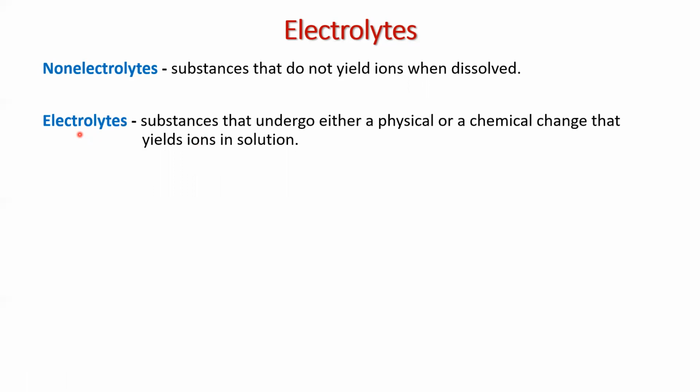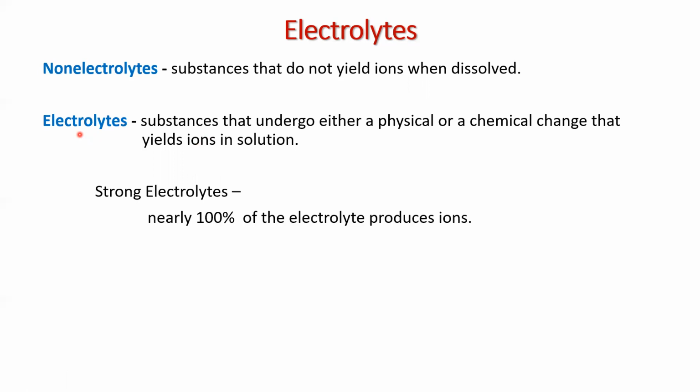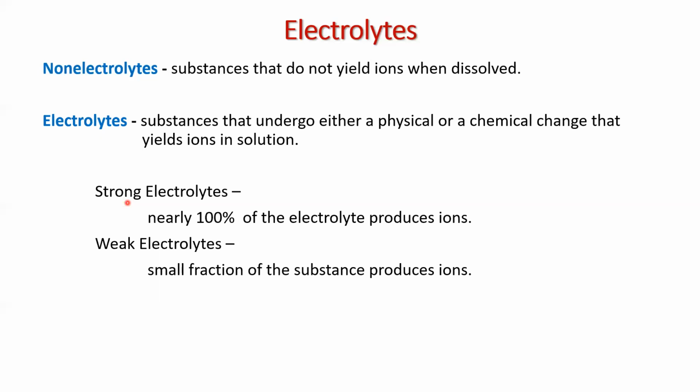Now, there are different degrees of electrolytes. Strong electrolytes are ones in which pretty much 100% of the compound breaks up into ions when it dissolves. Weak electrolytes form when only a very small percentage of the molecules break up into their ions.